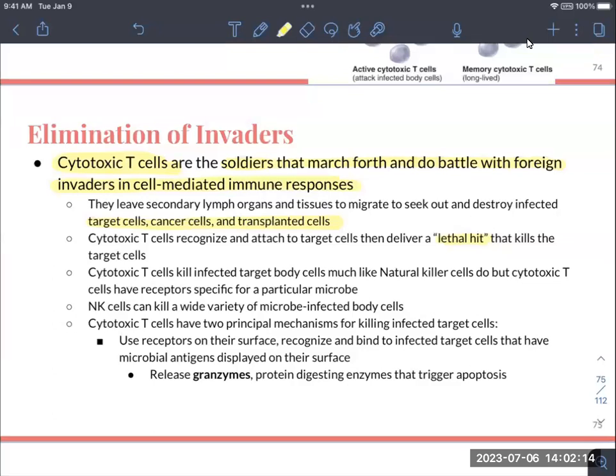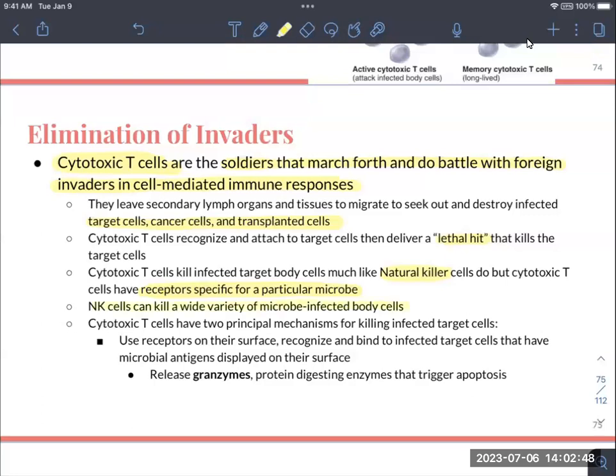Cytotoxic T cells kill infected cells, kind of like natural killer cells do. But these cytotoxic T cells have receptors that go for a specific microbe, versus natural killer cells, which just attack. It doesn't matter what antigen is there. These cytotoxic T cells have to find this specific receptor to be able to attach and kill.